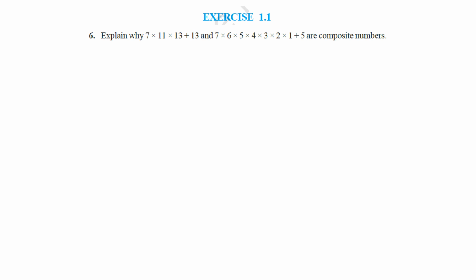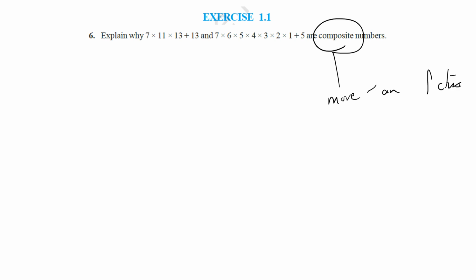Explain why 7 times 11 times 13 plus 13 and 7 times 6 times 5 times 4 times 3 times 2 times 1 plus 5 are composite numbers. So once again, let us recall what composite numbers are. Composite numbers are natural numbers greater than 1, having more than 2 factors.